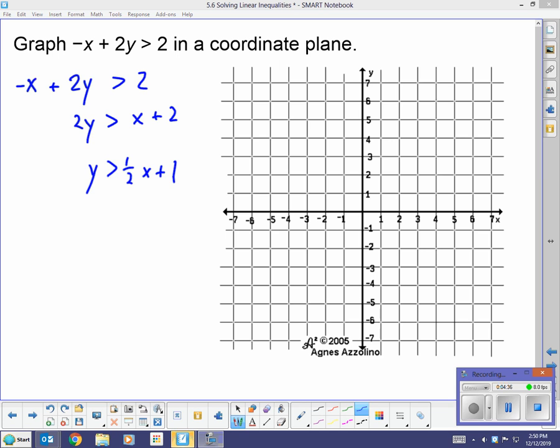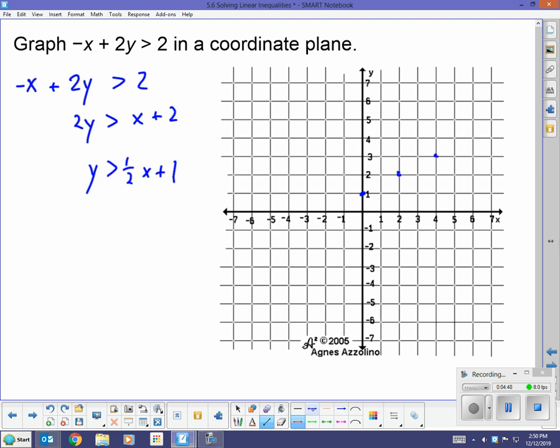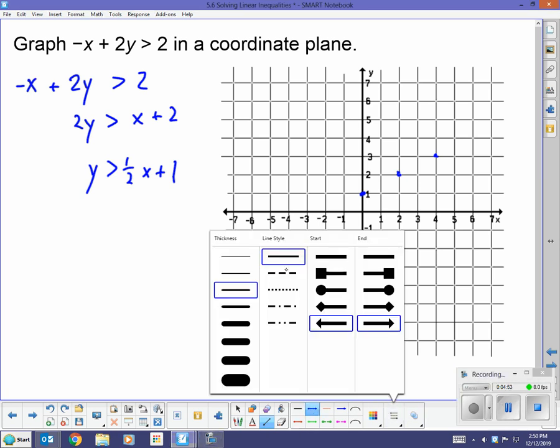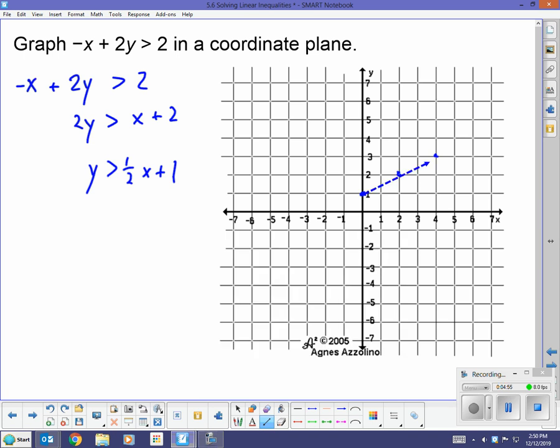Okay, so my y-intercept's up here at 1. My slope is 1/2, so up 1 over 2. Now this one doesn't have the little equals bar, so in this case my boundary line is going to be a dashed line. So it's going to look like this.